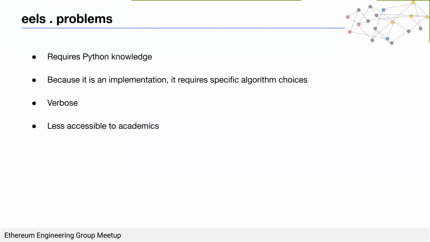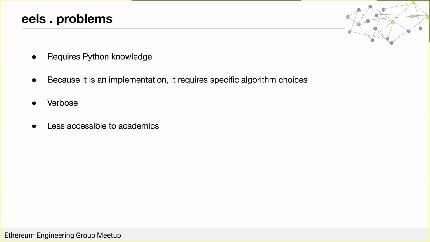That's not to say there aren't problems with EELS. It does require Python knowledge. If you want to modify or add your EIP or anything like that, you need to know Python. And because it's an implementation and not just a specification, it requires specific algorithm choices. We try to choose the simplest algorithm, and oftentimes it ends up horribly inefficient. But those kinds of choices can make their way into production clients, and that's definitely a downside for this.